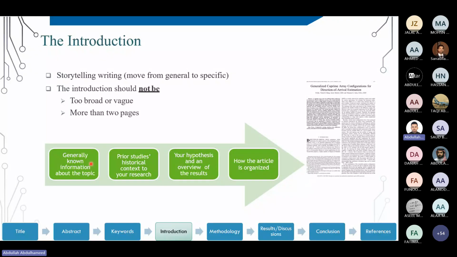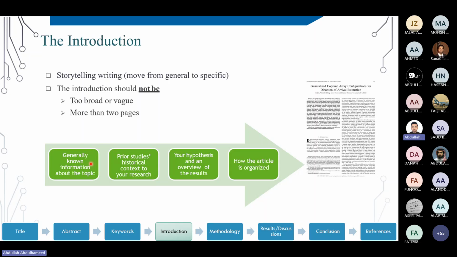And then after you talk general about the topic, you will go more specific, only on the prior studies, historical context to your research. So you will see what are the recent research papers, or what people have been doing these days, or maybe in the last 3 or 5 years about your topic. So this is more specific.